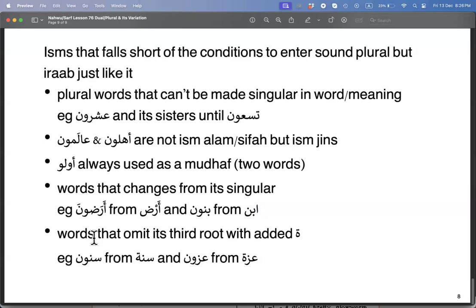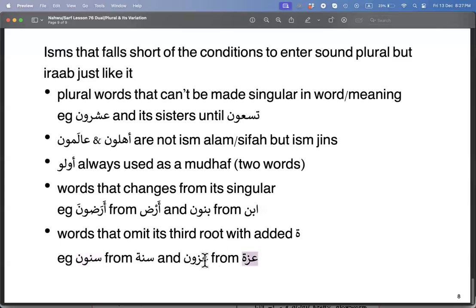And the last one is words that omit its third root letter, and we've added tamar buta. So for example, sana, year. The plural is sinun. And this is izza, and then the plural is izun. So here, basically, there's one root letter that's deleted, and same thing here, but then there's a tamar buta added. These kinds of words might get this kind of plural, but they are all jamak muzakkar salim.